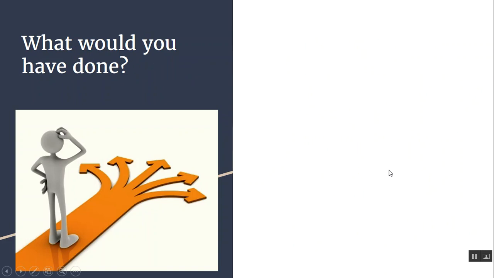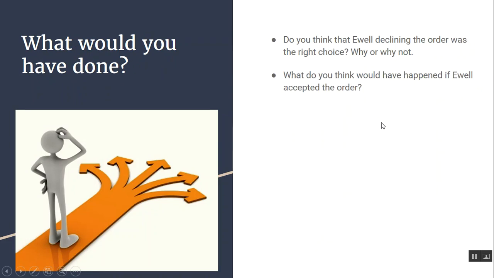This is just a little pause in the presentation. I basically want to know what you guys are thinking right now. So I want you guys to answer these 2 questions. Do you think that Ewell declining the order was the right choice? Why or why not? What do you think would have happened if Ewell accepted the order? Just answer these 2 questions, pause the video, go to your notebook, write your answers down, and then unpause the video.